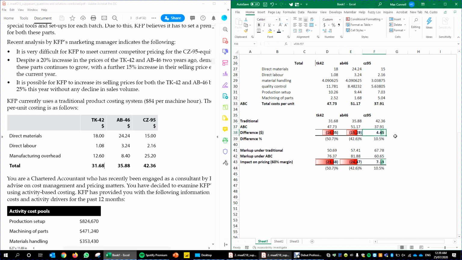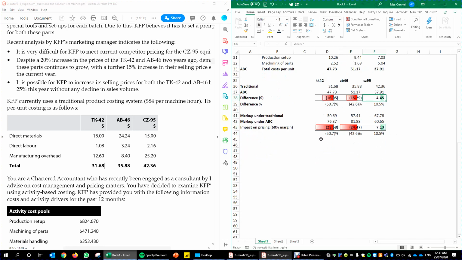Now, what does that mean for margin? Because they're adding 60% markup, they're going to be selling the TK42 at 50.69, whereas if they priced it under ABC and applied 60%, the price should be 76.37. So what this means is that they're actually understating the appropriate selling price for the product, so they're still incorporating profit in there. Now, vice versa for CZ95, they're actually overstating the selling price.